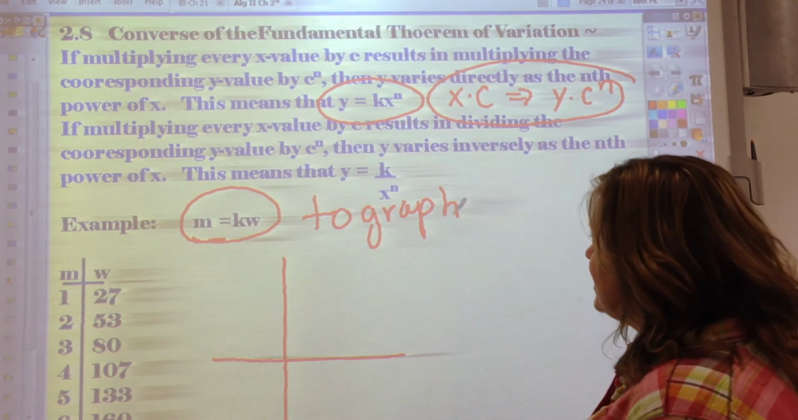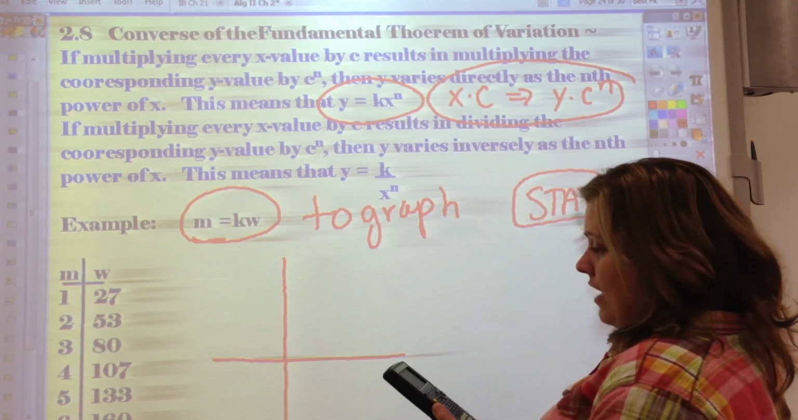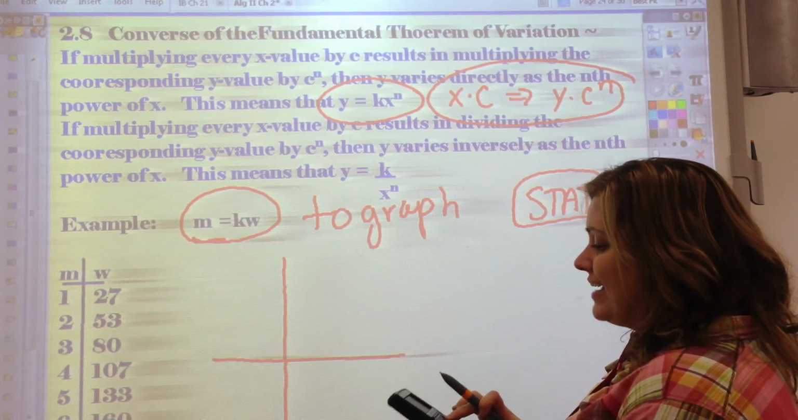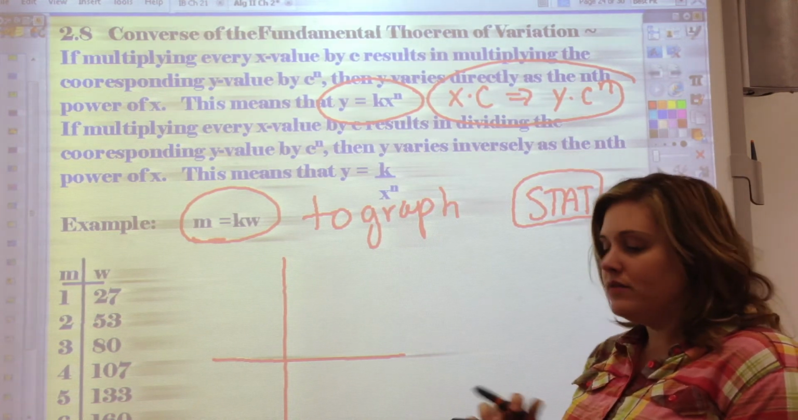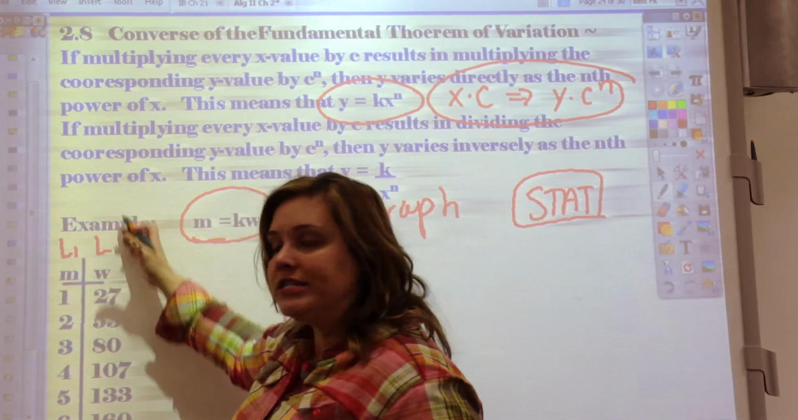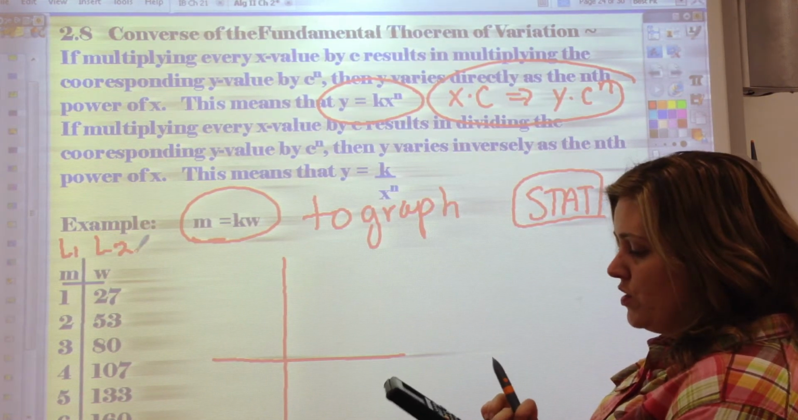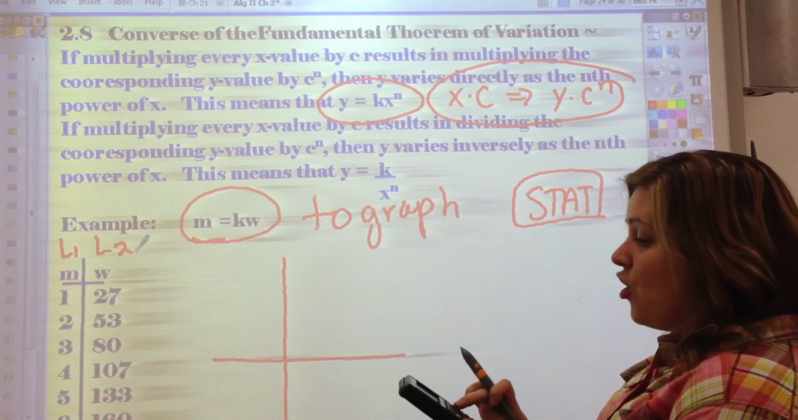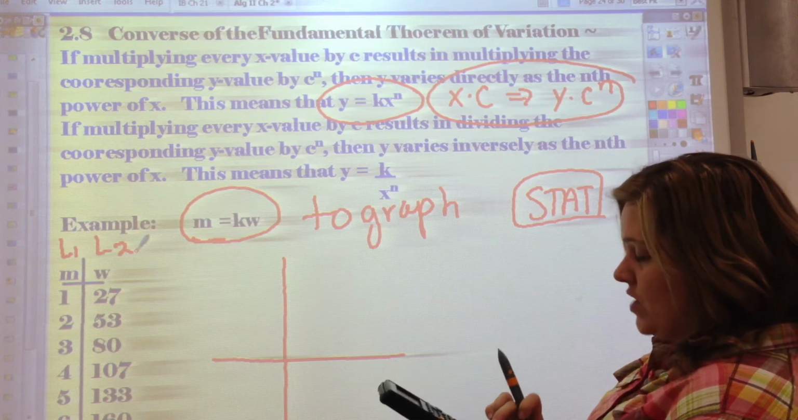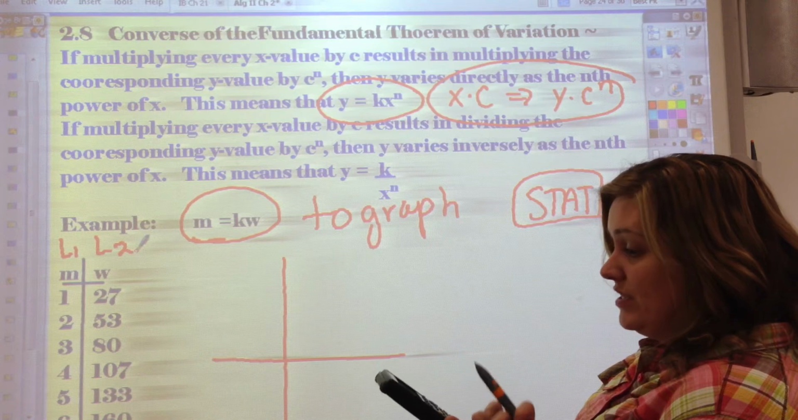If we hit stat and then enter, you'll see list 1, list 2. Your x values will go in list 1, and your y values, or your dependent variable, will go in list 2. So in list 1, you'll plug in 1, 2, 3, 4, 5, 6. Over here in list 2, you'll plug in 27, 53, 80, 107, 133, and 160.